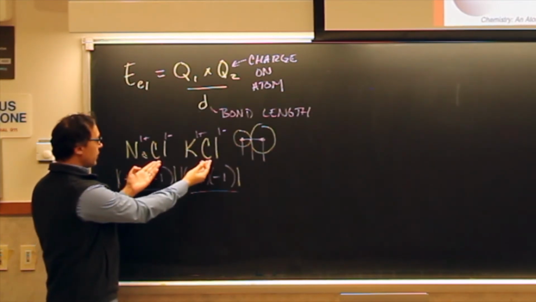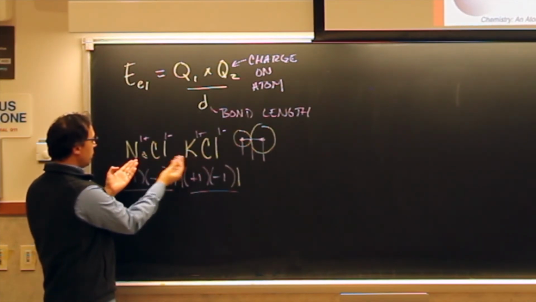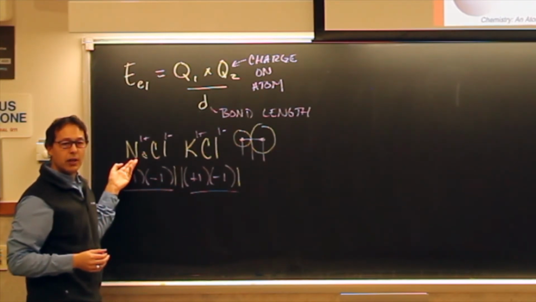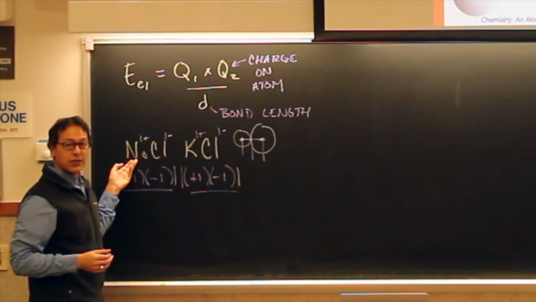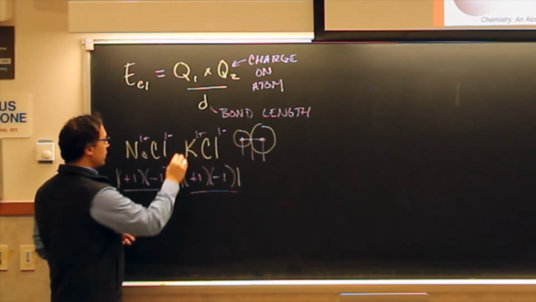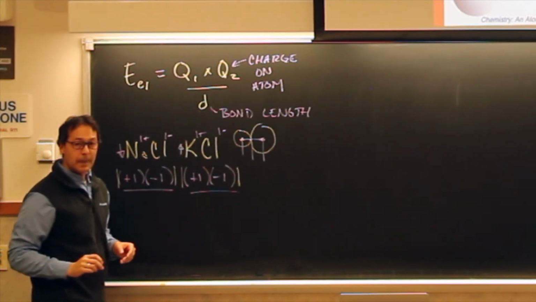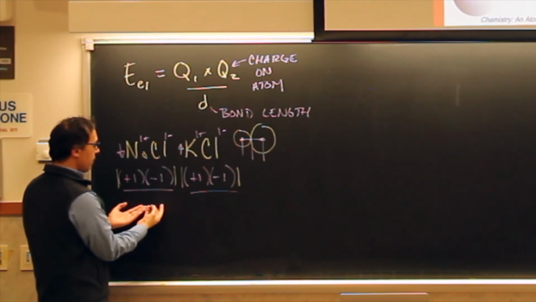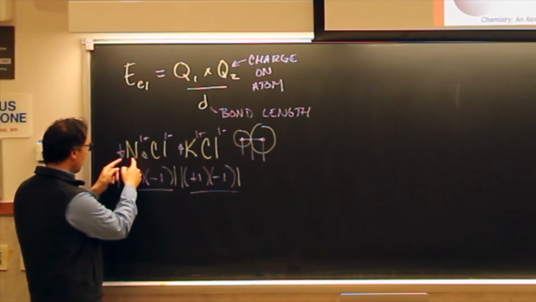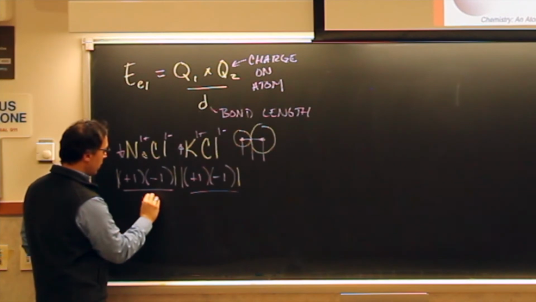So chlorine is the same. Between sodium and potassium, which one's bigger? Potassium, because it has more energy levels, right? So I'm just going to say potassium's a little bit bigger and sodium's a little bit smaller. So for my distance between, because chlorine's the same, I'm going to have a small number here.